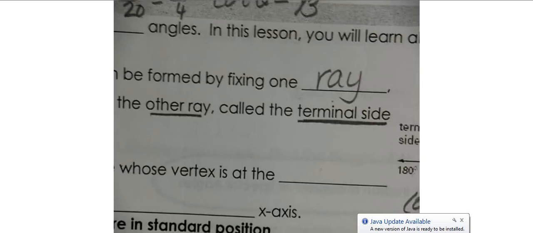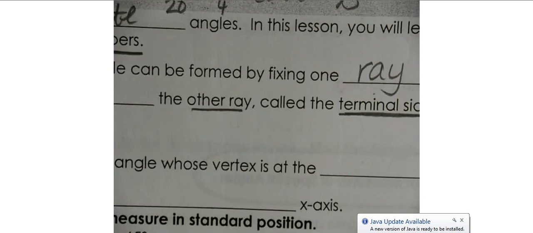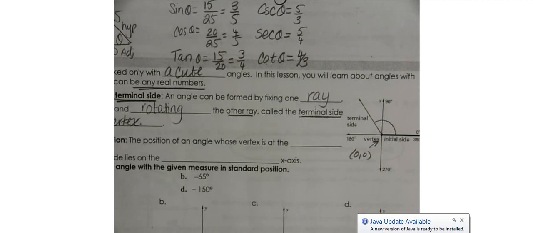So that's what our next blank is. It says the standard position of this angle. So the position of an angle whose vertex is at the origin and whose initial side lies on the positive x-axis. So that's what we have here in this picture.